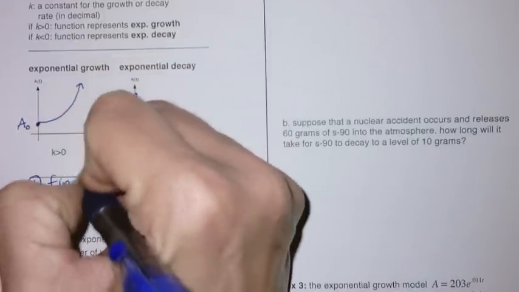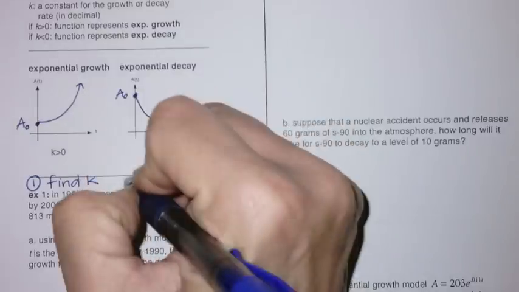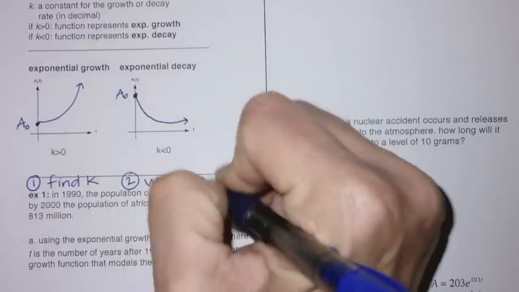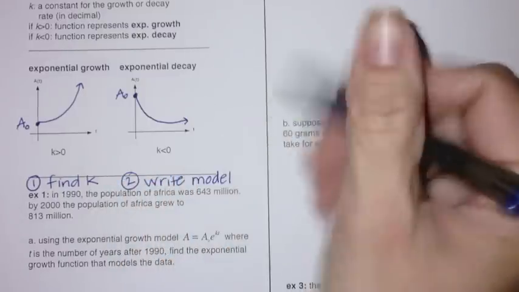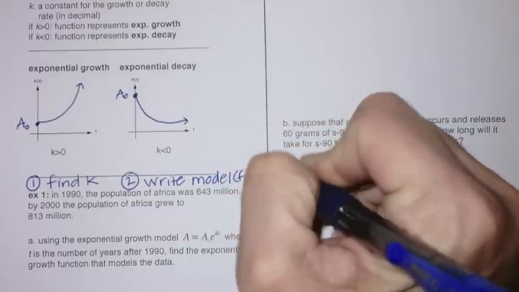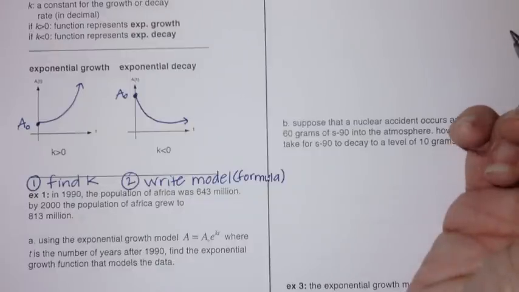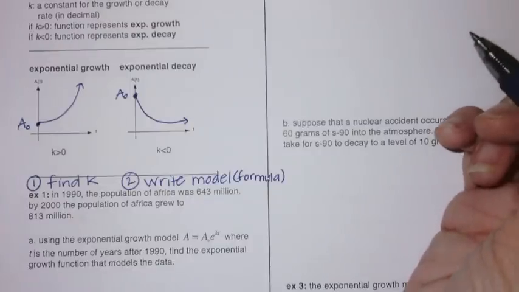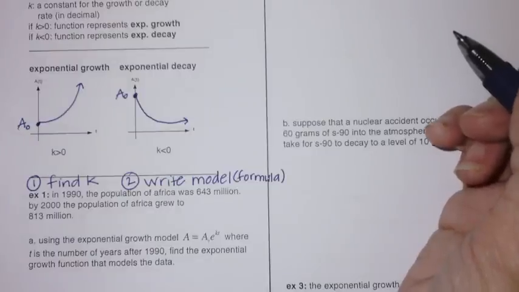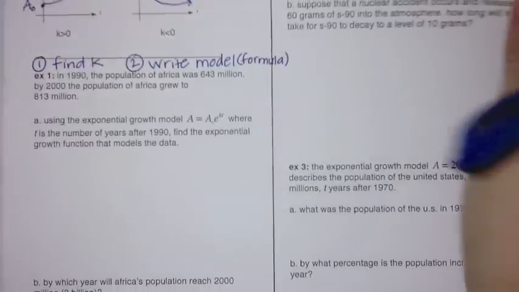So what I want you to remember is they usually give you enough information to first find k, and then the second thing you're going to do is write the model. Okay, so the model just means write the formula or the equation. So the first piece of information you're usually given comes with two amounts, and then you use that to find k, and then you go back to the beginning and start again, but this time you have k so you can write the actual formula. So it's going to feel very repetitive because it's the same thing over and over again.